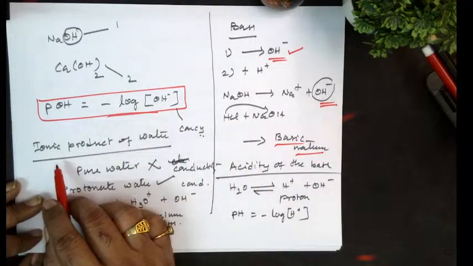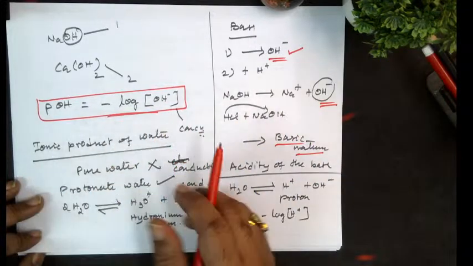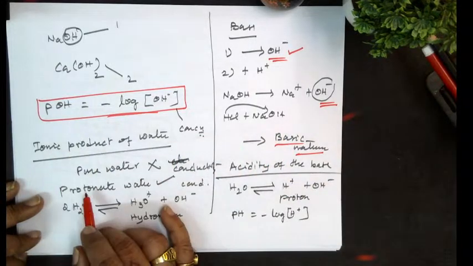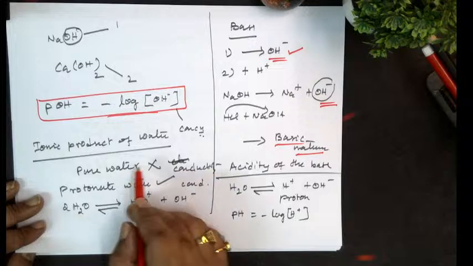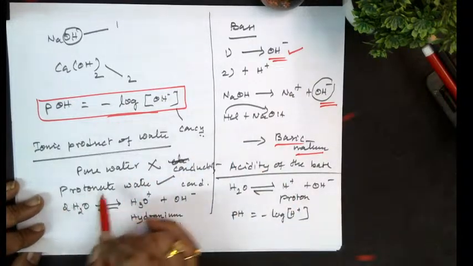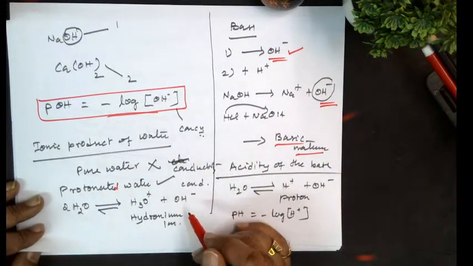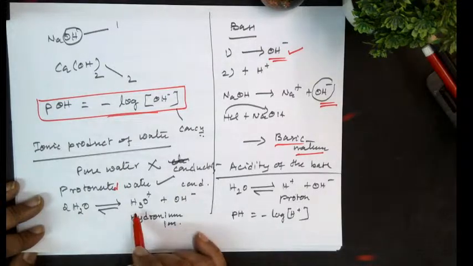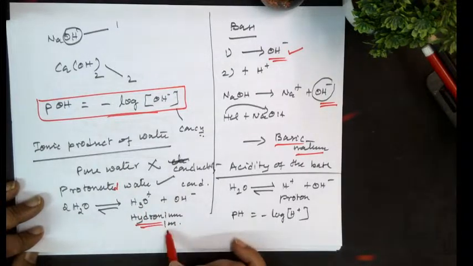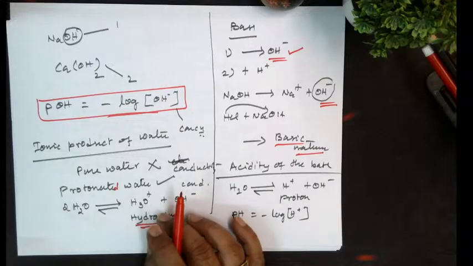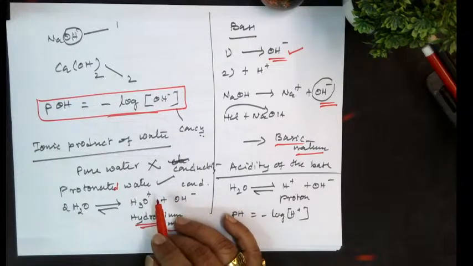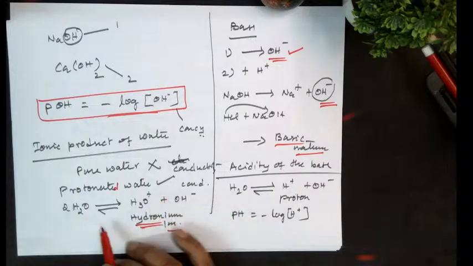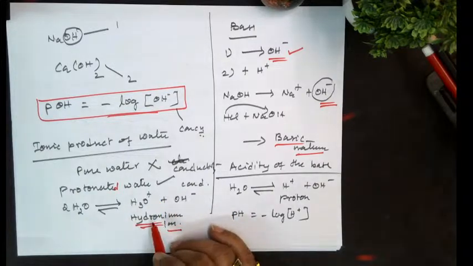Now I want to add one more important aspect here, that is you should know about the ionic product of water. Let me say, pure water will not conduct electricity, but protonated water will conduct electricity. So let me take 2 moles of water and it ionizes to give hydronium ion, H3O+, which is nothing but protonated water. It means H2O plus H+ gives H3O+. So that's why it's called hydronium ion or protonated water.